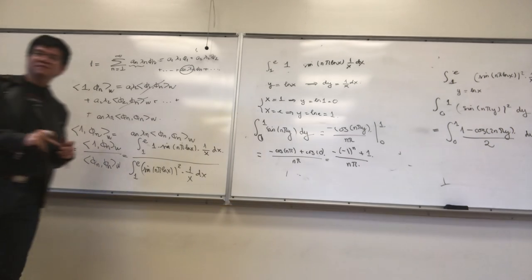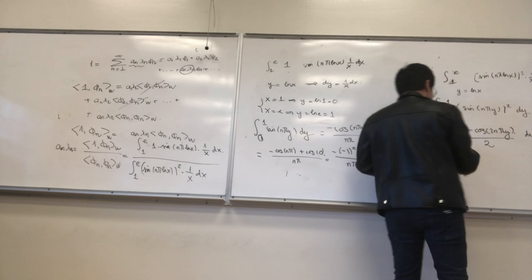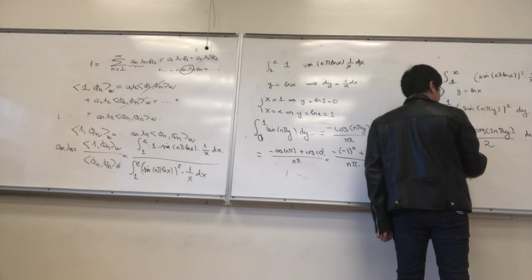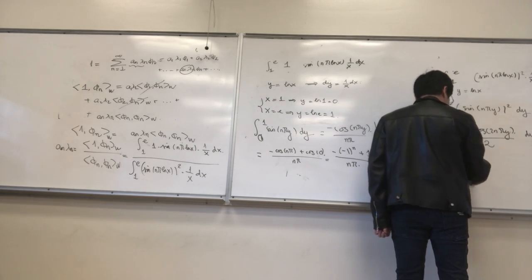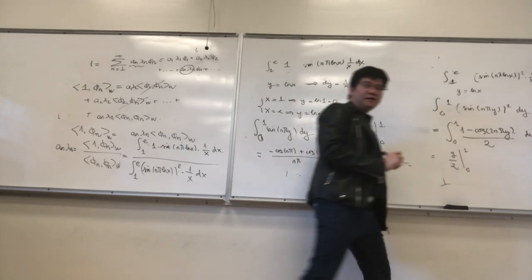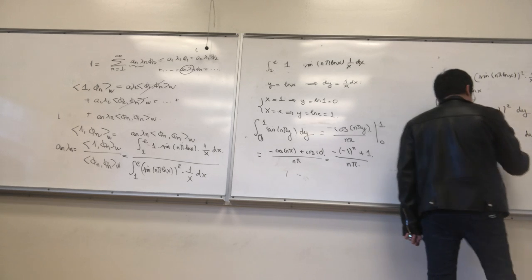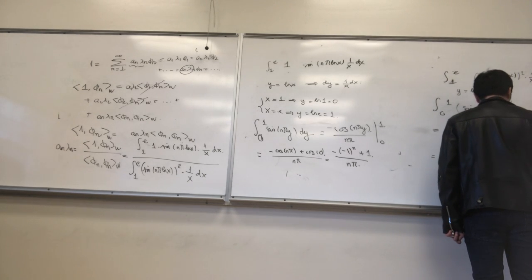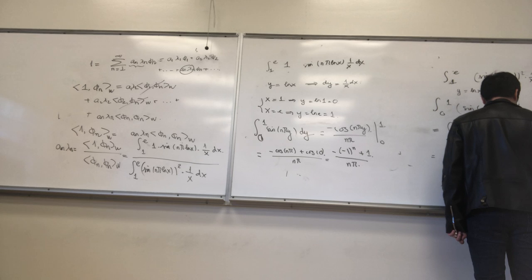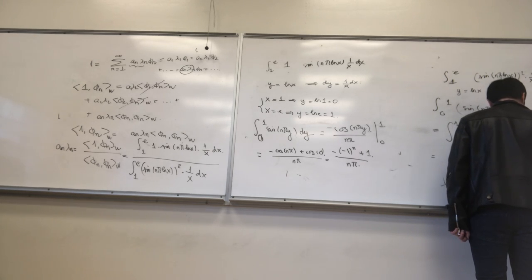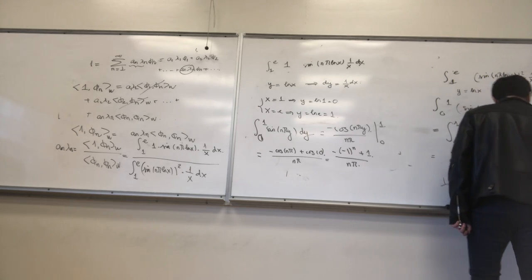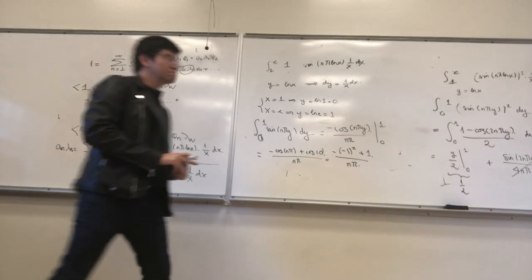All right? So what is the value of this integral? So the first term gives you y over 2. You evaluate at 0 and 1, right? So this is 1 half. And the second term gives you sin(2 n pi y) over 4 n pi. Evaluate at 0 and 1. And this is 0, right?